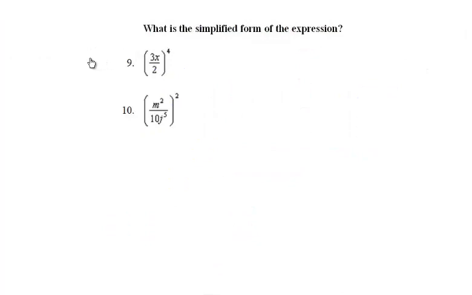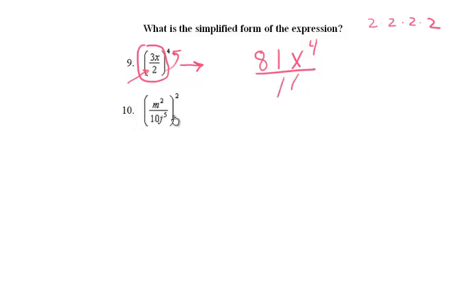Okay, a couple problems, pretty straightforward. First one, we're going to take this whole thing right here to the 4th power. So the first thing we have is 3 times 3 times 3 times 3, which is 81. And then it's simply x to the 4th power divided by 2 to the 4th power, which is simply 2 times 2 times 2 times 2, which is 16. So that's it for number 9 right there. That's simple.